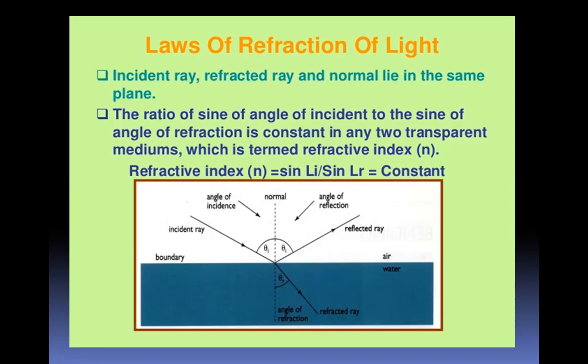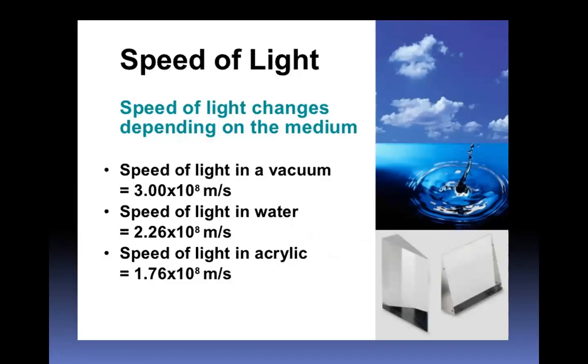Next is about the speed of light in different mediums. This is very important because the process of refraction occurs due to the change in speed of light. The speed of light decreases in a denser medium, and when it goes into a still denser medium, its speed decreases further. First, the speed of light in vacuum, where there are no air particles, is highest: 3 times 10 raised to power 8 meters per second.